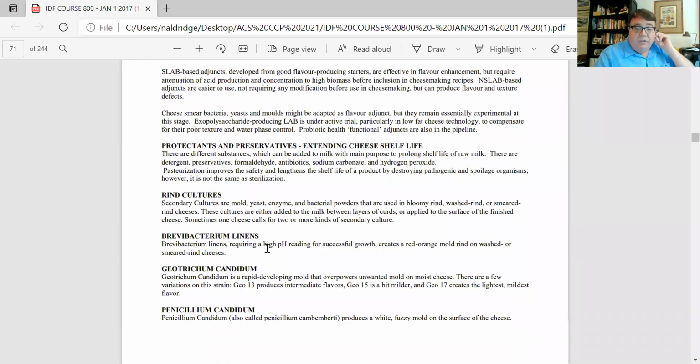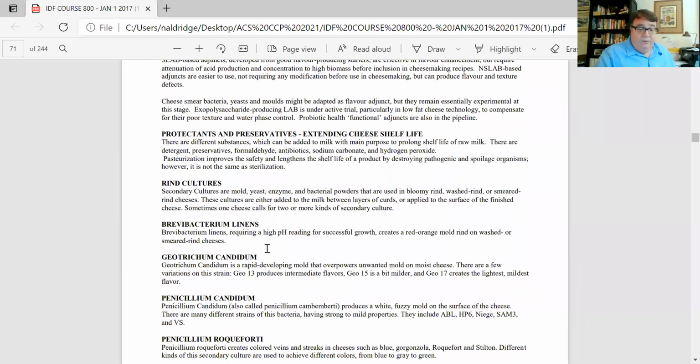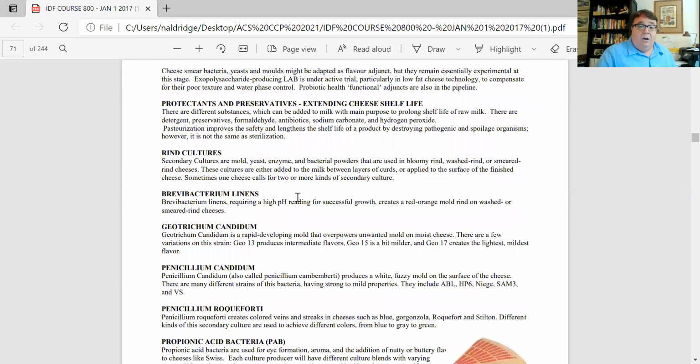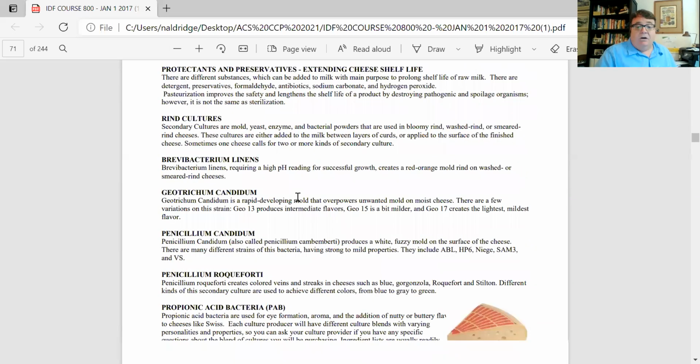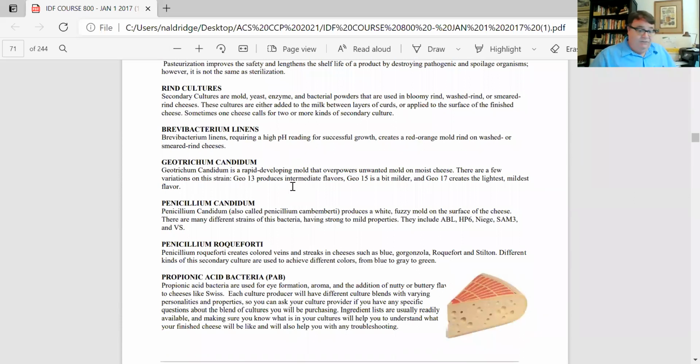You'll see again, we're going to go through a lot of the same material here. But highly important, Brevibacterium linens. So when talking about the rinds, this is what to study, and even study more. It's not just this sentence, but understand Brevibacterium linens. Geotrichum candidum. I know you've heard these before. Penicillium candidum. Know what cheeses those go on.